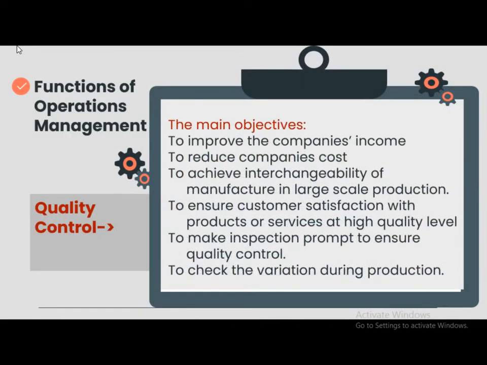Main objectives of QC, that is quality control, are as follows: to maintain and to improve the company's income, to reduce the company's overall cost, to achieve interchangeability of manufacturing in large-scale production, to ensure customer satisfaction with products or services at high quality level, to make inspection prompt, to ensure quality control, to check the variation during production.